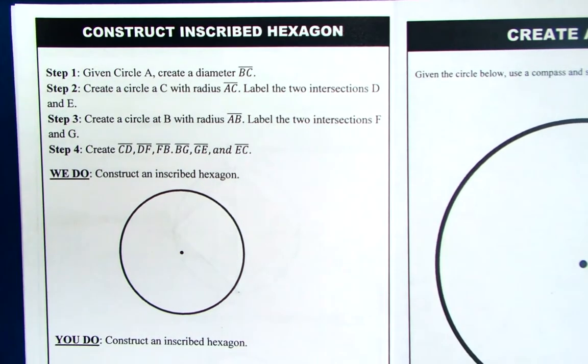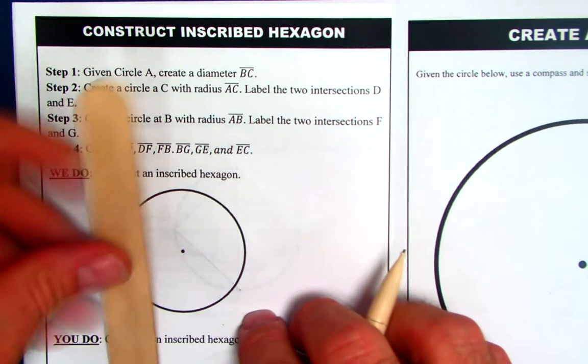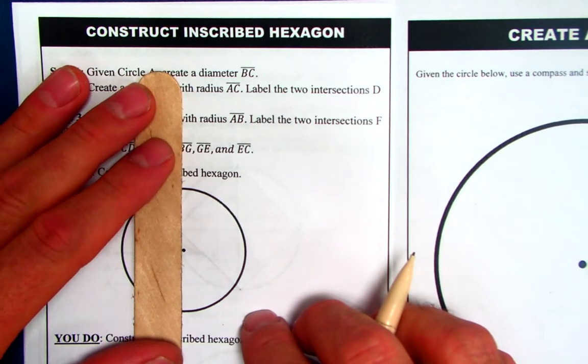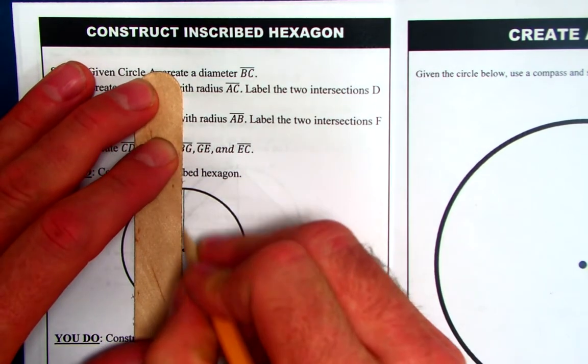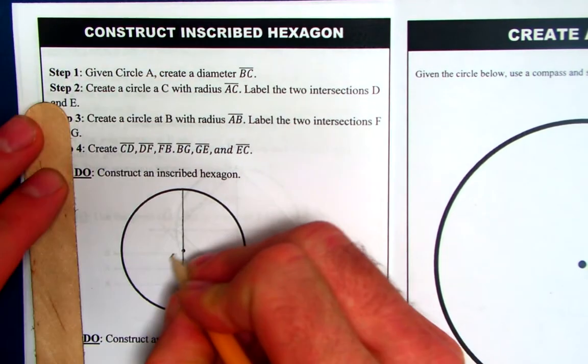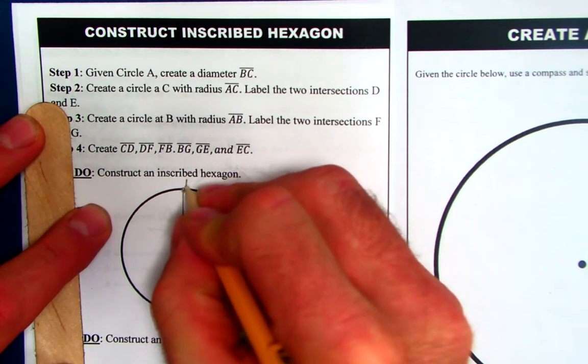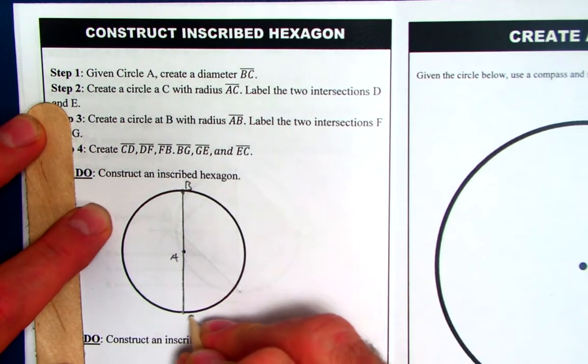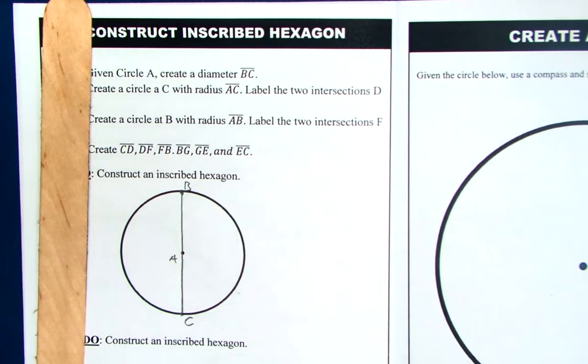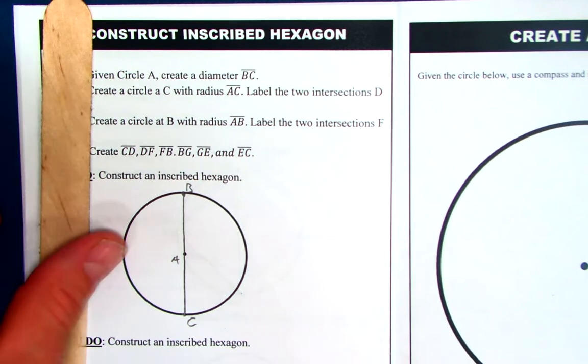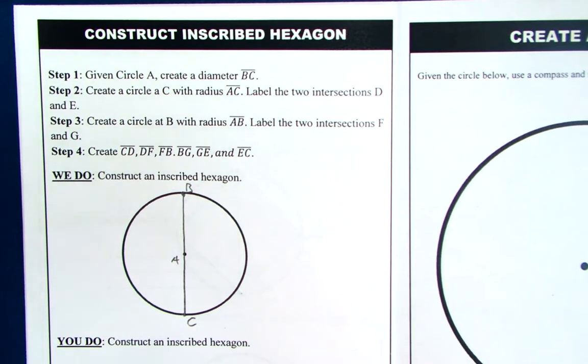All right, so this last example, we're just going to construct an inscribed hexagon. Okay, hexagon having 6 sides and 6 vertices. Starts off the same way. We're going to construct a diameter through circle A, labeling the endpoints B and C. And now basically it's like our equilateral triangle twice. That equilateral triangle step gave us 3 points, but we just do this twice and we'll get 6 points.